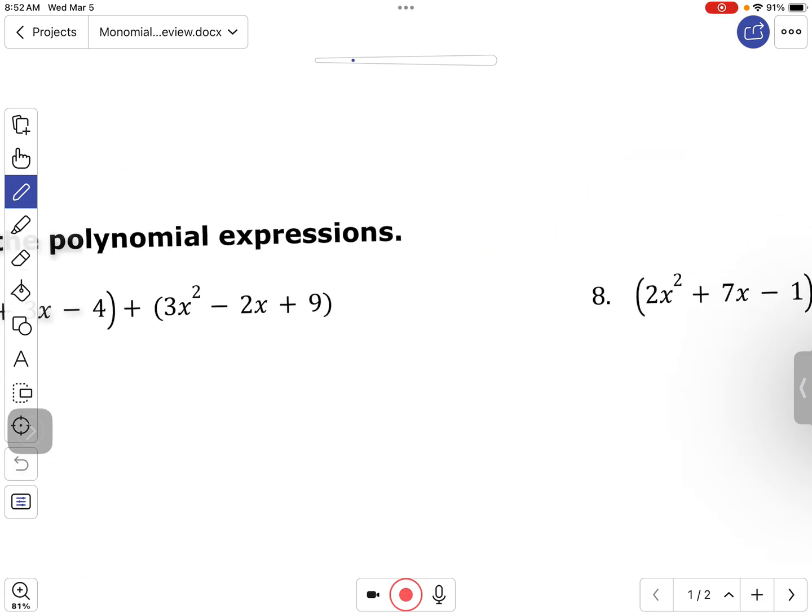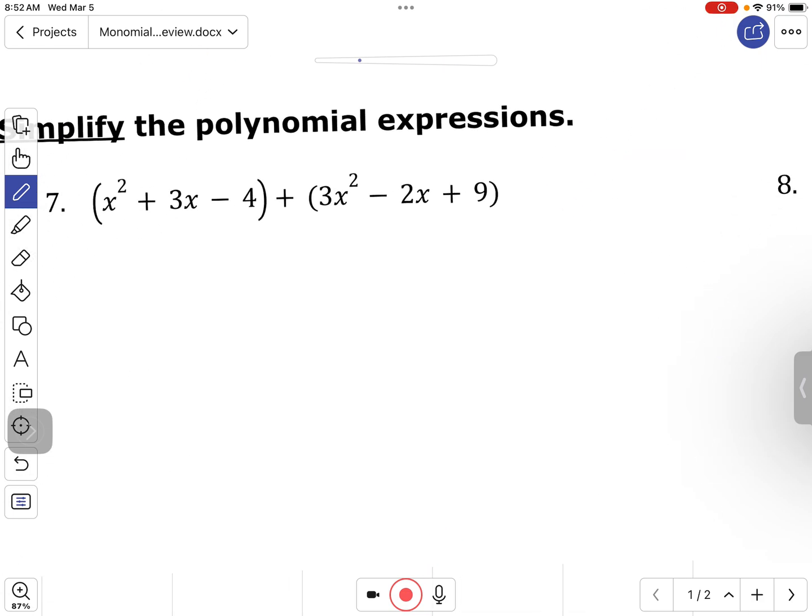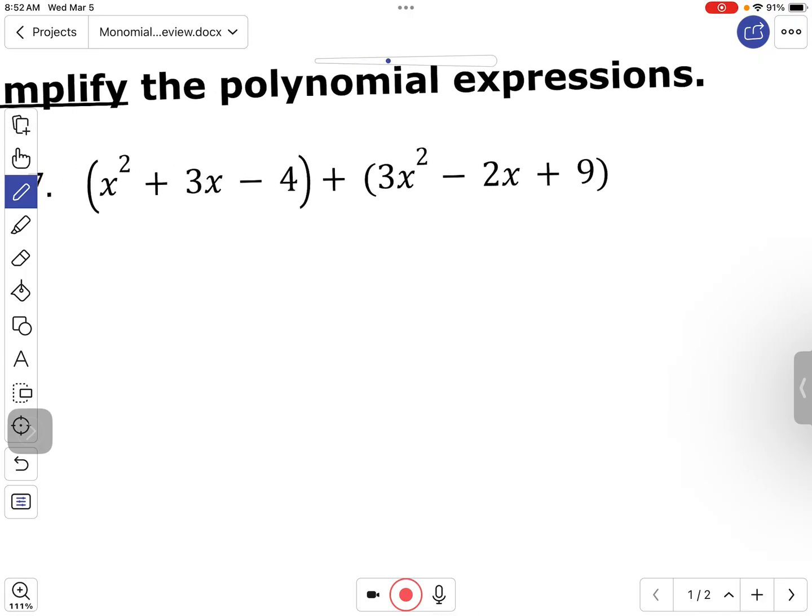Okay, let's try number 7. And as I'm screen recording so I can scroll into these, I can't pause my video, which is kind of frustrating.